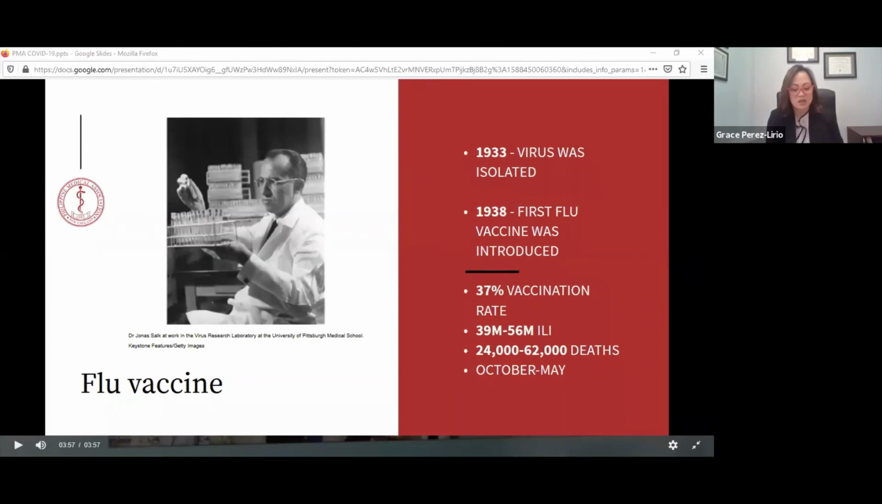This is a picture of Dr. Salk, who is known for his work on tuberculosis. So currently, just so you know, there's about a 37% vaccination rate in the US and about 39 to 56 million influenza-like illnesses predicted from October 1, 2019 to April 4, 2020. So that's a big population of people that get affected with the flu, as you can see.